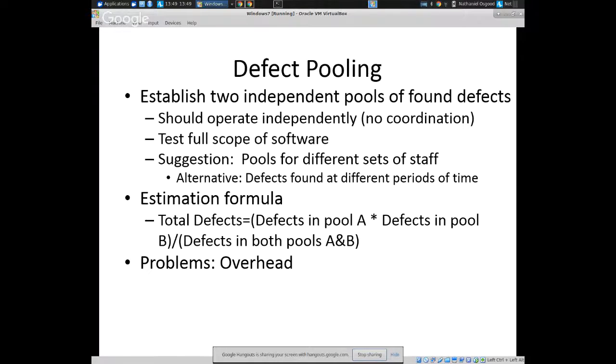So you don't want to limit it to just a certain area of the software. In both cases, they're using comparable levels of functionality, testing the different components, right? So you have pools created for different sets of staff. You have different people go to different places, ideally work at the same time, same version of the software, et cetera.